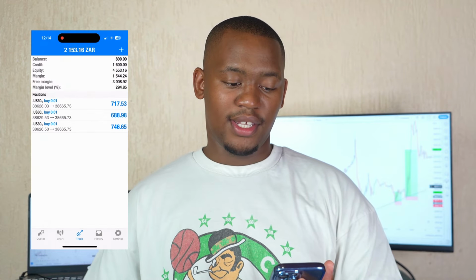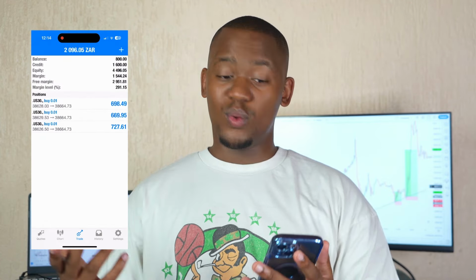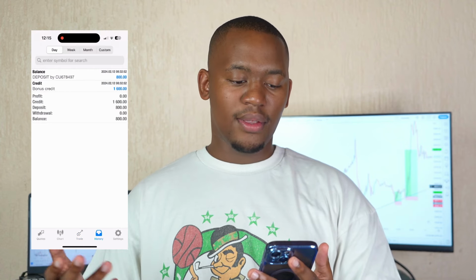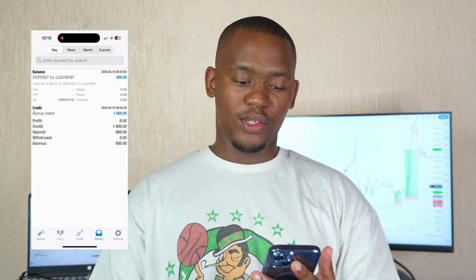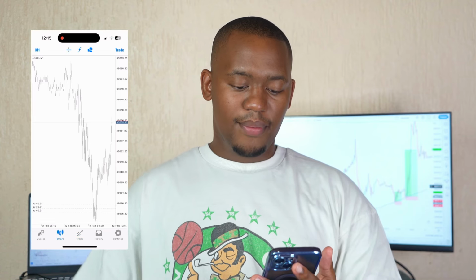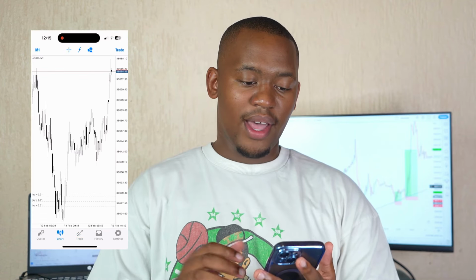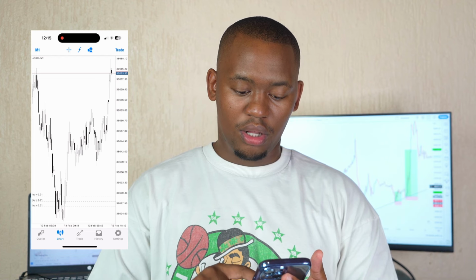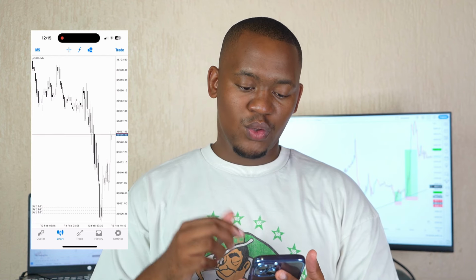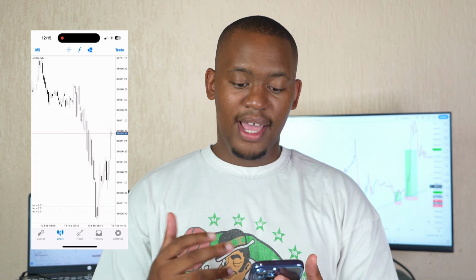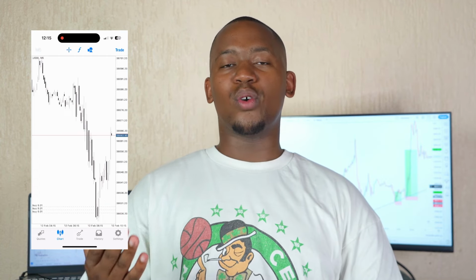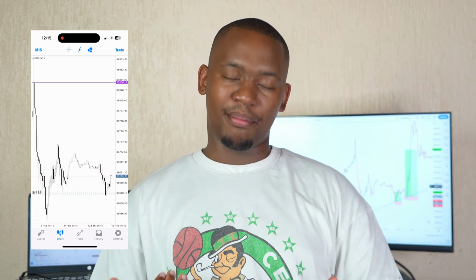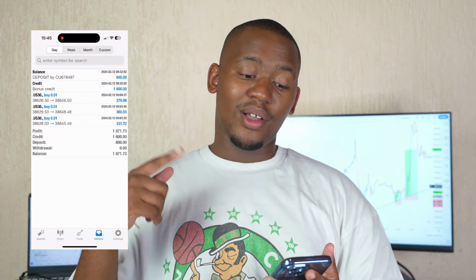Then throughout the day, an hour later, the trade went all the way to around 2,000 Rand. You can see the balance and the deposit that we put into the account. The trade moved in our favor and was going pretty well. After some time, I decided to close these trades and close the account because I could see a reversal coming back down. So we took profit at 1,071 Rand and 73 cents.